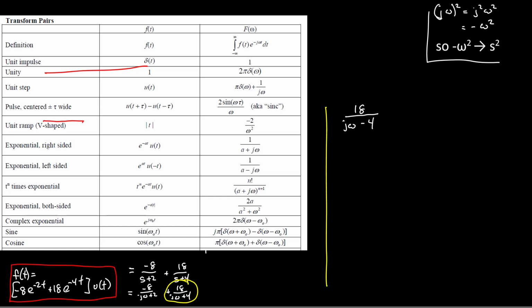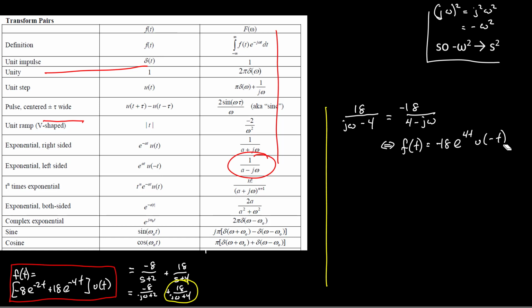Take a look now in the Fourier transform, going down here, and you'll find the transform right here. The only problem is, once again, these two don't look exactly alike. We'd have to change that into 18 over, so we'd have to multiply the top and bottom by a negative 1. So we'd have minus 18 over 4 minus j omega. Now it looks exactly like this. So therefore that has an inverse transform of minus 18 times e to the positive 4t u of negative t.